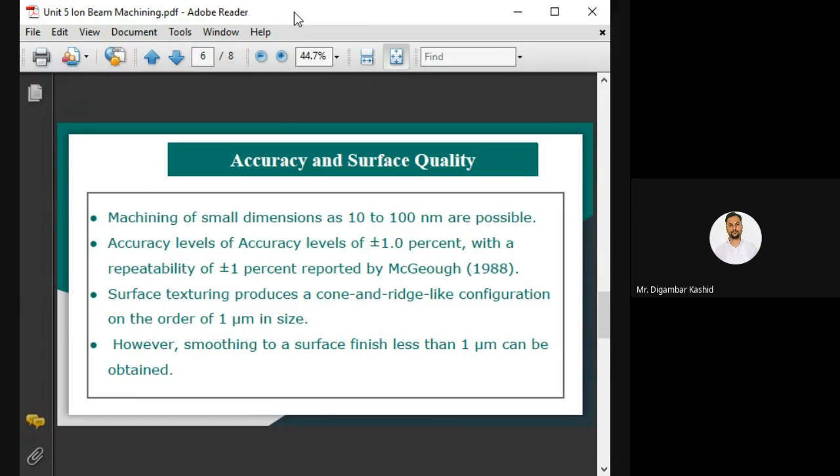Accuracy level of plus or minus 1% with a repeatability of plus or minus 1%. That was also reported by one of the authors. Okay, so that much accuracy we can achieve.